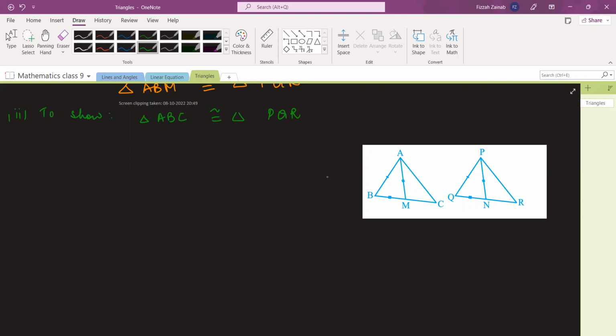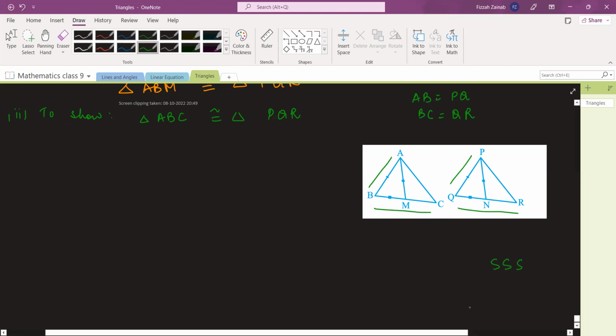Okay. Now, just remember what was given to me. It was given that AB is equal to PQ, right? That means this side is already equal to this side given in the question. And because I'm interested in the complete triangle now, this complete side BC is already equal to QR, right? So at least two sides I already have. So either I can have SSS criteria.